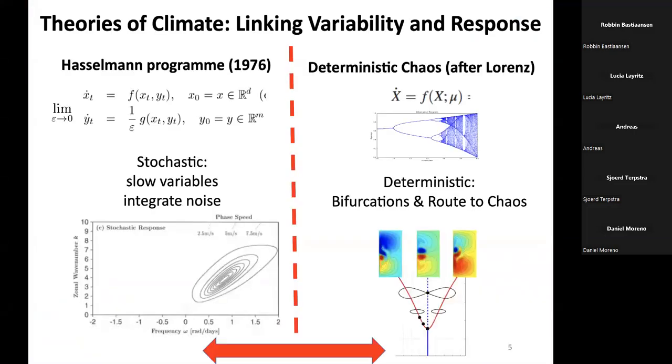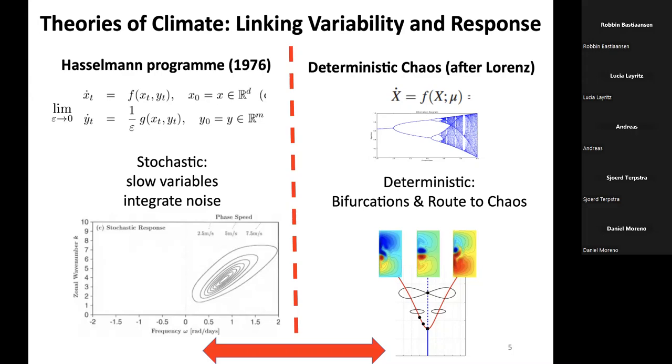The last element to keep in mind is that when we try to develop theories of climate, we tend to have a dichotomy. On one side, we have stochastic theories of climate, following the intuition of Hasselmann. One of the key pillars of the Hasselmann program is in fact detection and attribution. So how to separate signal from noise is, if you want, the inverse problem side of the direct problem of writing the climate equations, as in the left-hand side of this slide.